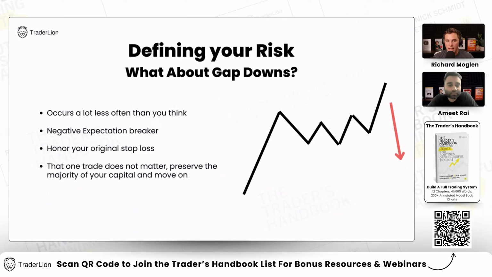But just in general, I think gap downs happen less often than you think. This type of environment is more volatile and more prone to headline risk. It's going to gap up and down. But in a strong market environment, these happen a lot less than we think. And what's important to realize is that these are negative expectation breakers. A gap down suggests that people are selling and the short-term momentum is to the downside. So honor your original stop loss as best you can. Think again in a series of trades, 100 trades, 200 trades, and preserve the majority of your capital and move on. It's okay. You're able to recover from a small loss.